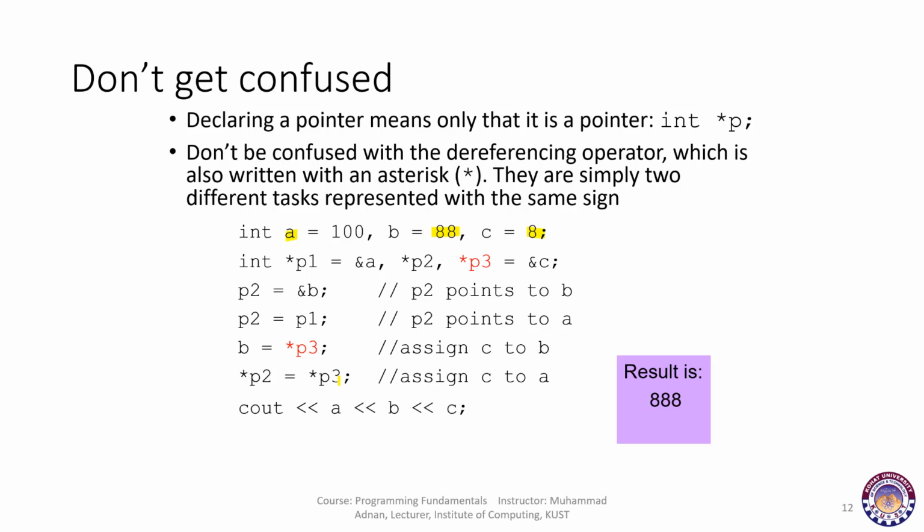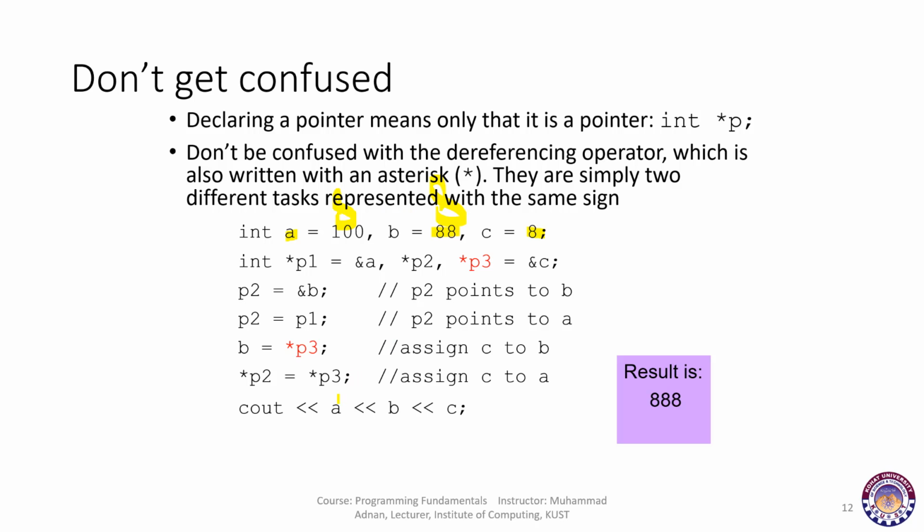So P3 is pointing to C, because we are saying go to the address pointed to by P2, go to that memory location pointed to by P2 and assign it whatever P3 is pointing to. So P3 is pointing to the memory location where 8 is stored, so 8 will be assigned there. P2 is holding the address of A. So here at A we will get 8, and here we also have 8.